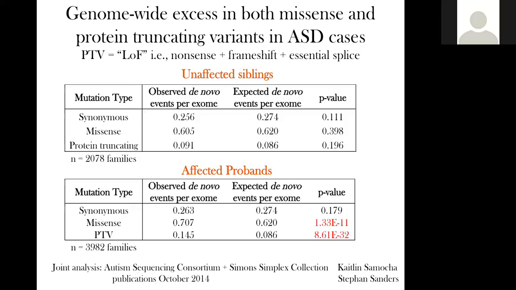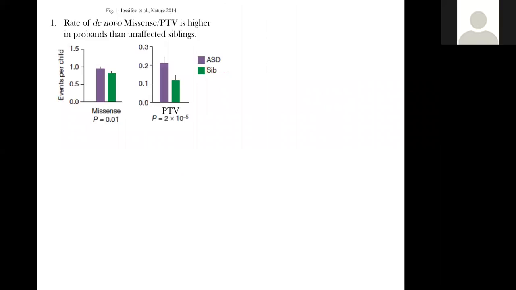Beyond just an excess of these mutations compared to expectation, there are a number of other consistent findings across these studies that have been done over these past 5 years. The first is that there's a higher rate of both de novo protein truncating variants and, to a lesser extent, de novo missense variants in children with ASD compared to their unaffected siblings.